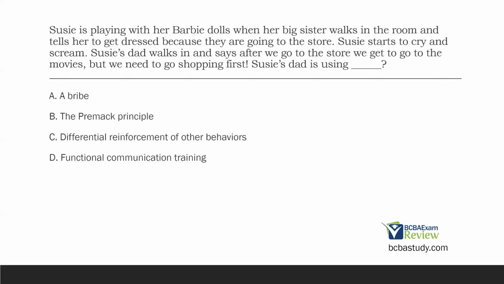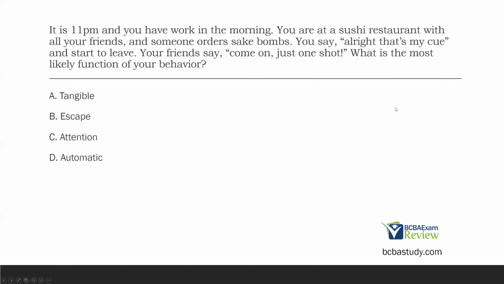B, the Premack principle, exactly what we predicted, right? The opportunity to engage in a lesser preferred activity to be reinforced with a more preferred activity, which is exactly what's occurring here. B looks like our answer. What about C, differential reinforcement of other behaviors? Is dad reinforcing in the absence of behavior? No, right? He's just simply setting up a contingency. And then functional communication training. Are we teaching to ask for wants and needs, verbal operants? Nope. Susie's dad is simply setting up this contingency using the Premack principle to effect. So our answer here is going to be B, the Premack principle.